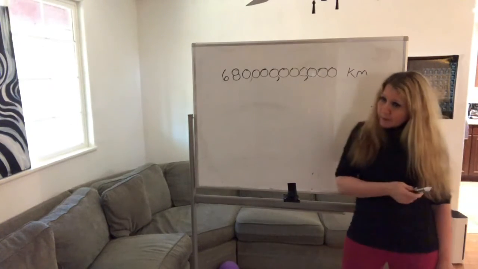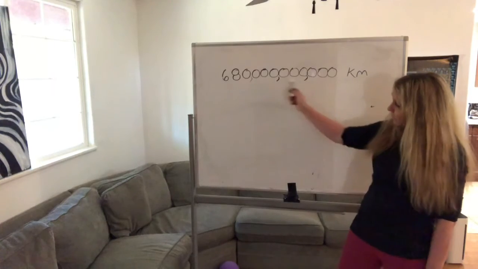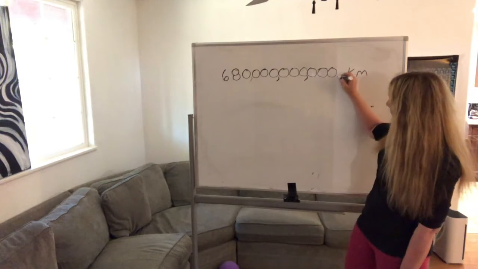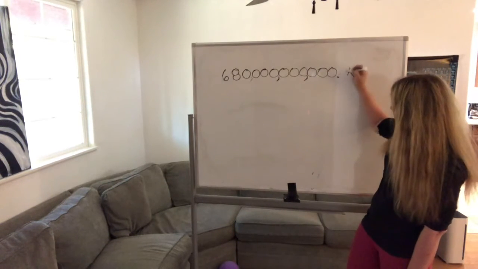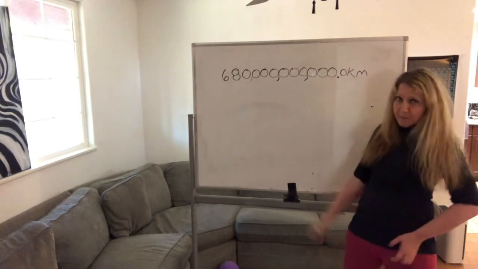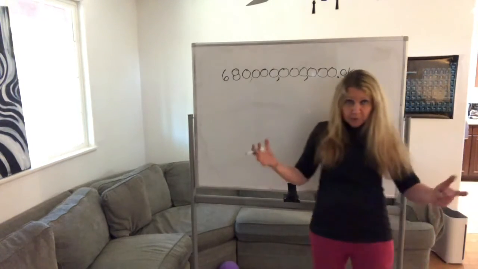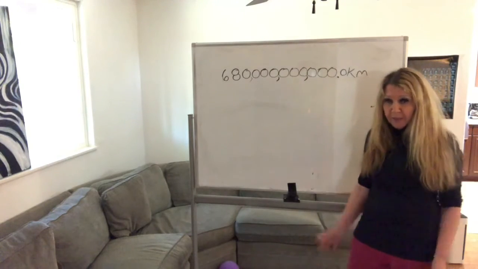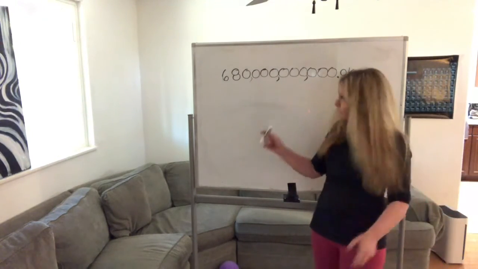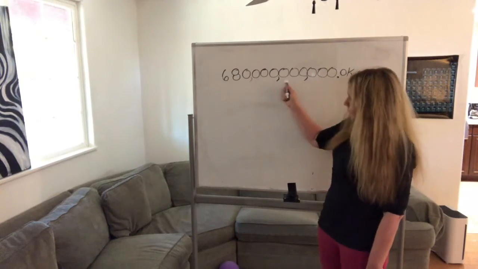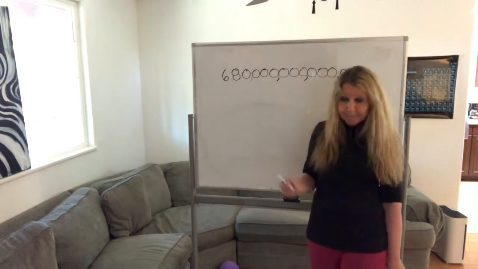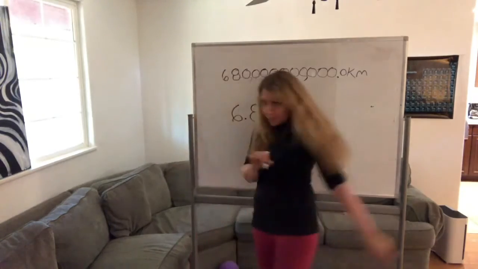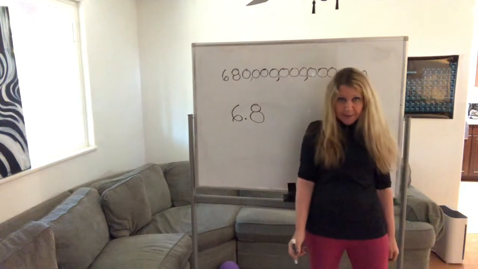Now, it's a lot of zeros. If we have a decimal, it would obviously be right there, the decimal point. So this is the same thing, right? Now I'm going to have to write this in scientific notation. So we're going to have to move the decimal till we get to a number between 1 and 10. So we're going to go this way till we get to 6.8. So 6.8 is a number between 1 and 10.